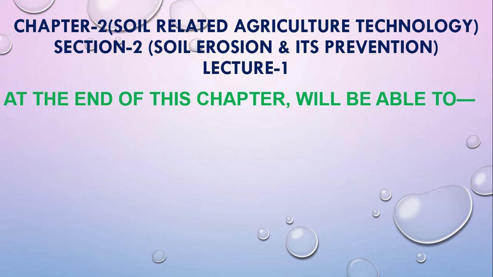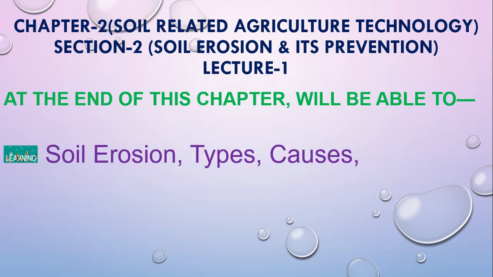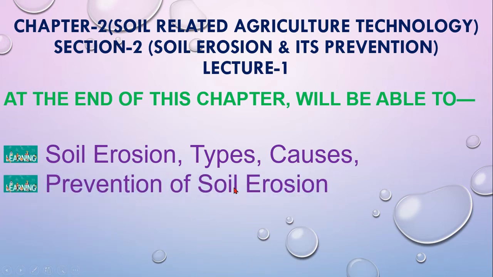Chapter 2, Section 2. This section is named Soil Erosion and its Prevention, and this is the first lecture of this section. After watching this lecture, we will be able to understand the concepts of soil erosion, its types and causes, then prevention of soil erosion. That means details about soil erosion, and then how you prevent it. Let's discuss this section.